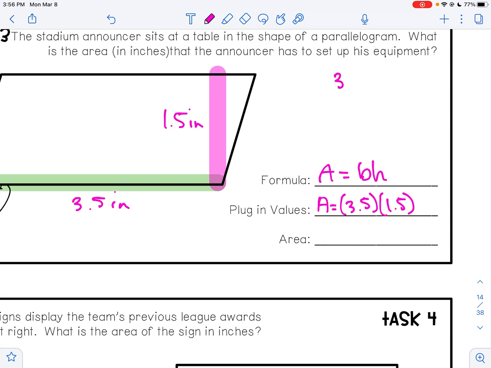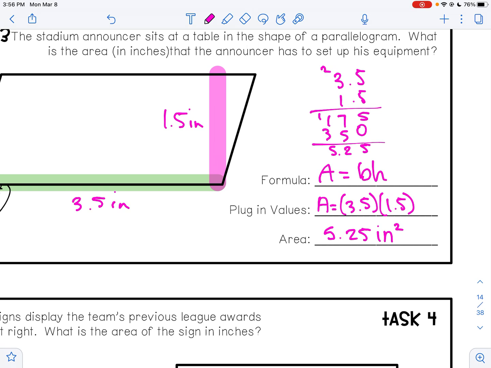All right, so let's multiply. I have 3.5 and 1.5. 5 times 5 is 25. 5 times 3 is 15 plus 2, that's 17. Now I have to add my magic 0. 1 times 5 is 5. 1 times 3 is 3. So then we add 7 plus 5 is 12, 3, 4, 5. Now, I have 2 places after the decimal, which means I need to move my decimal 2 places. So the parallelogram has an area of 5.25 inches squared.